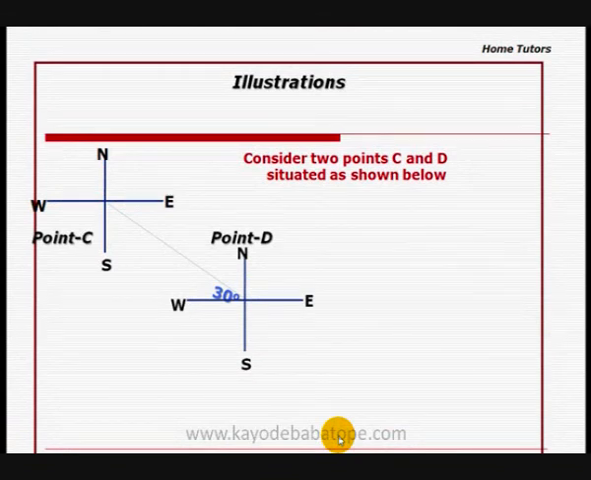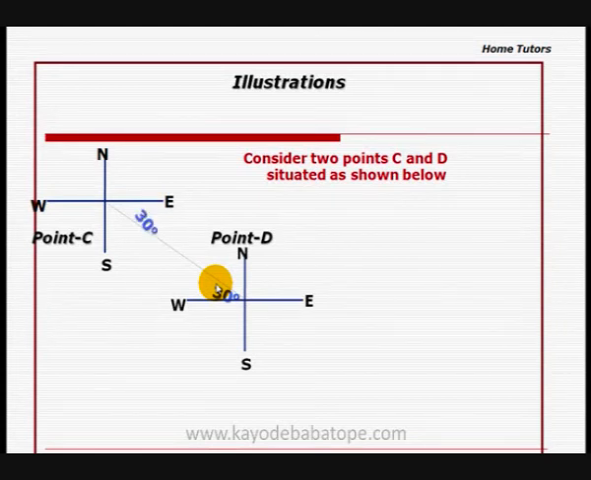Further illustrations. Consider 2 points C and D situated as shown below, such that this angle is 30 degrees. What this means now is that the bearing of point C starting from point D, that is the bearing of C from D, is west 30 degree north. What that means is that starting from the west of D, we need to move 30 degrees towards the north in order to reach the line that joins point C and point D.